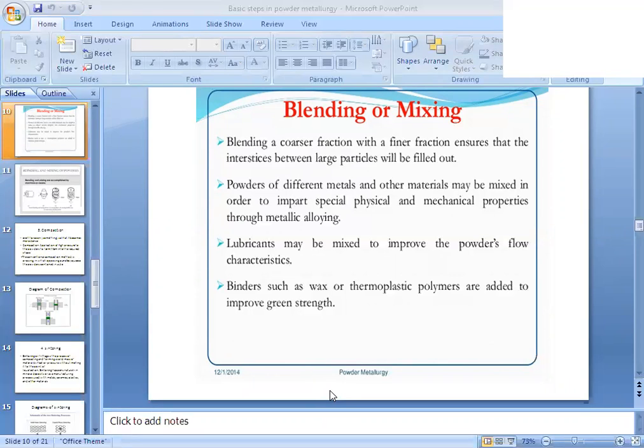The last one is binders such as wax or thermoplastic polymers. We intentionally add wax and thermoplastic polymers to increase and improve the green strength. I hope you understand these explanations. I will show the diagrams, and you will understand better.